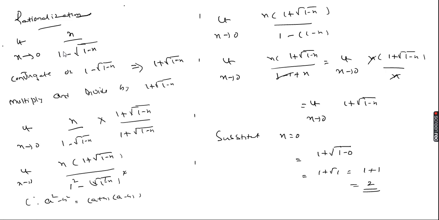The conjugate is nothing but, if we have a minus, then we put a plus. If we have a plus, then we put minus. And multiply and divide by the conjugate value, and here we are using the formula a square minus b square, that is nothing but a plus b into a minus b, and we simplify, then we get limit x tends to 0, 1 plus root of 1 minus x. Just we substitute x is equal to 0, then we get 1 plus 1, that is 2.